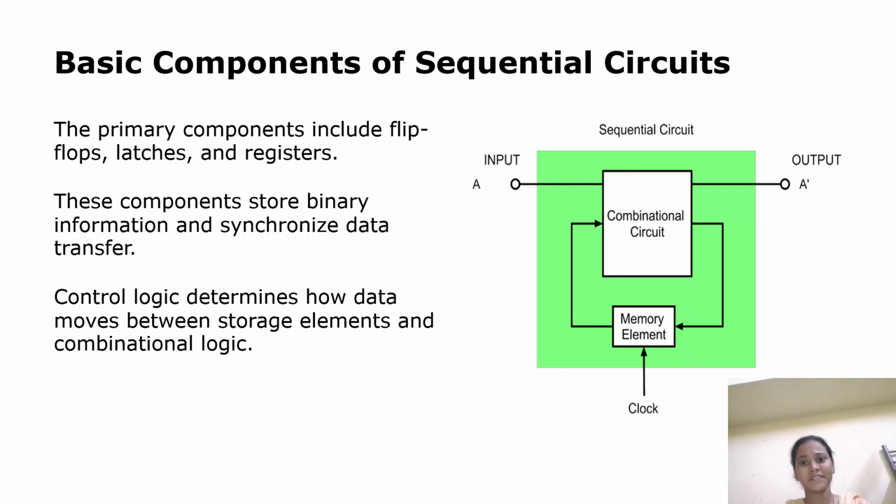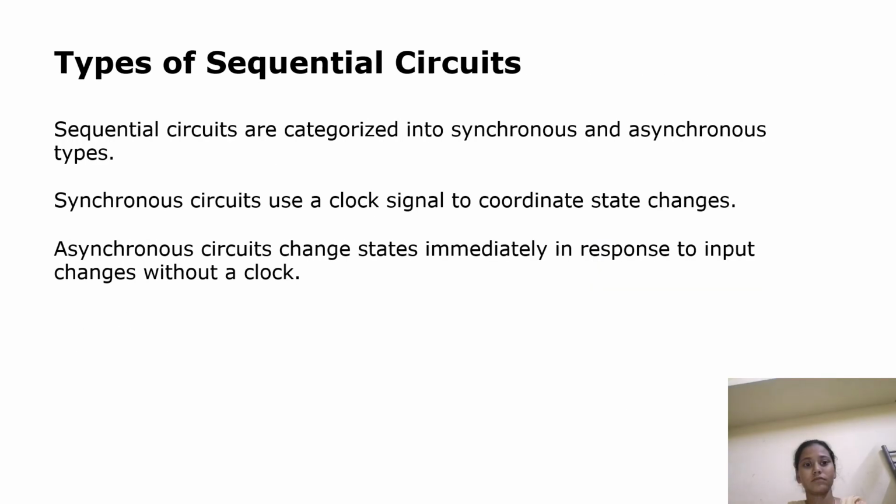Basic components of sequential circuits. The primary components include flip-flops, latches, and registers. These components store binary information and enable synchronous data transfer. Control logic determines how data moves between storage elements and combinational logic.